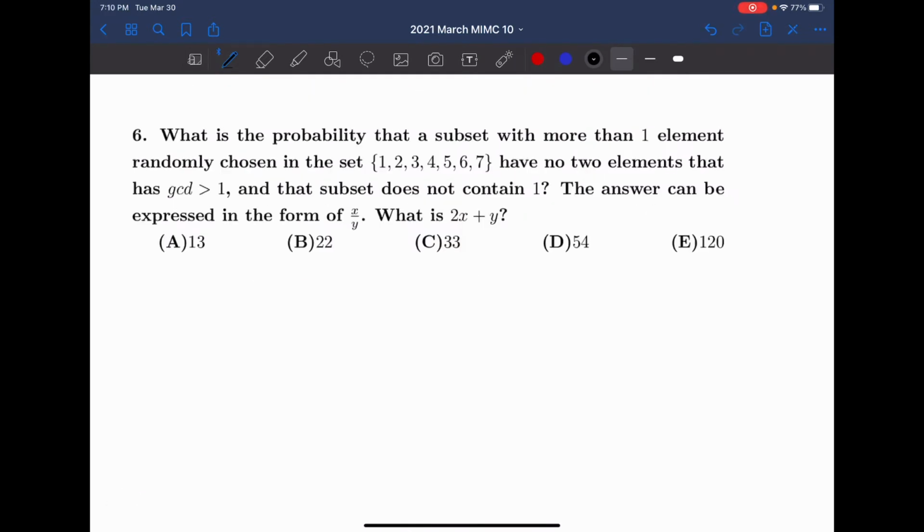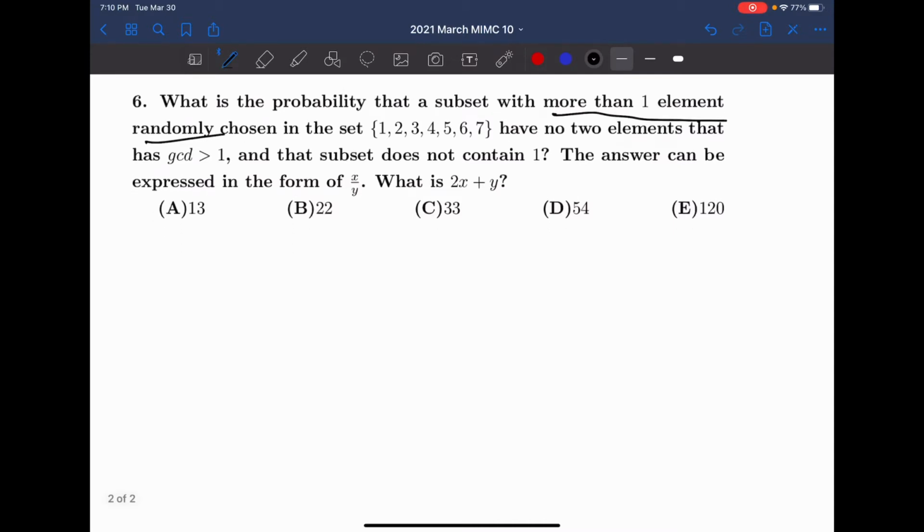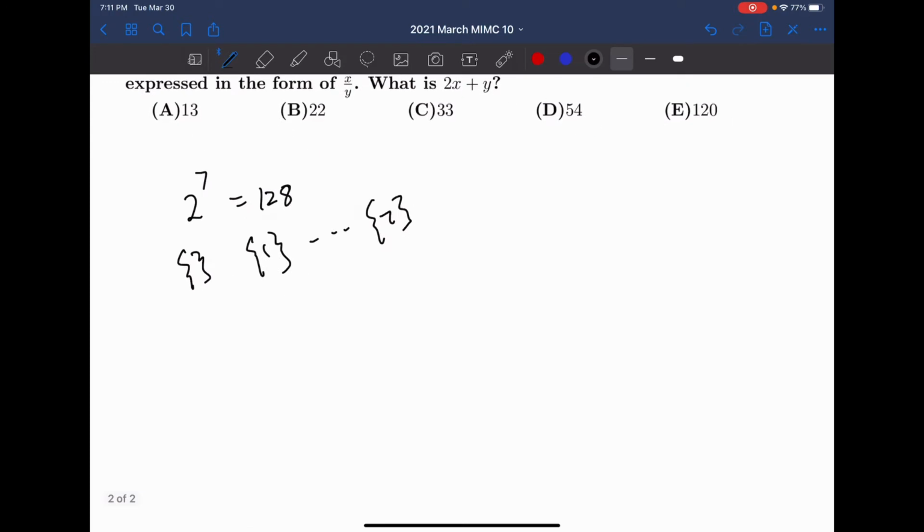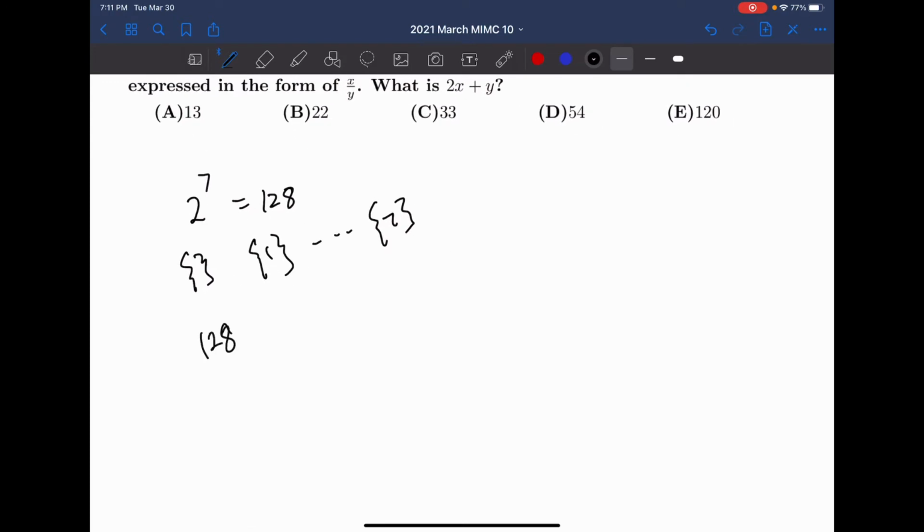So our answer will be C. So here's number 6. In number 6, it asks the denominator would be more than 1 element. So each element can be there or not, so resulting to 2 to the 7th, or 128 possibilities. However, there is an empty set, or a set containing only 1 element, 1 through all the way through 7. So we need to subtract 8 out of those. So the denominator would be 120.